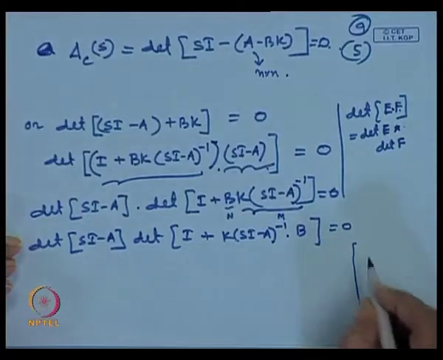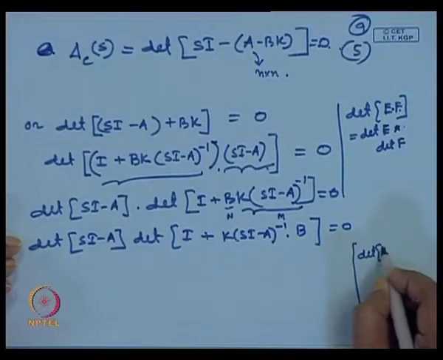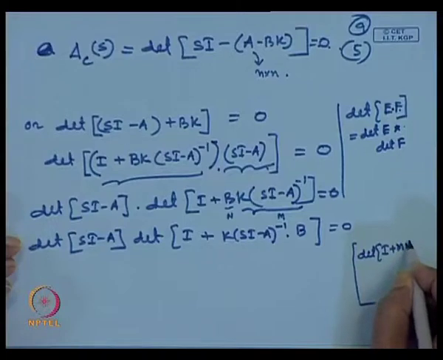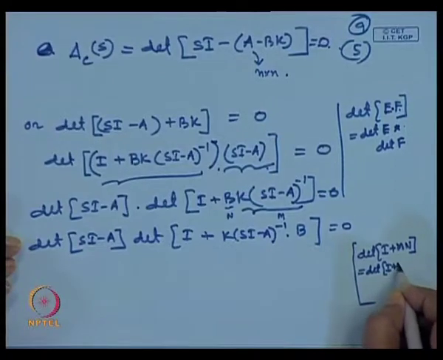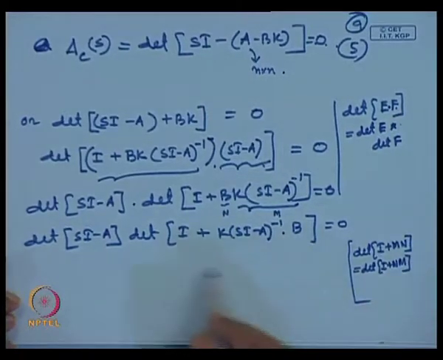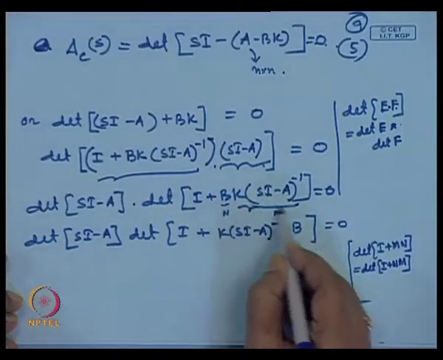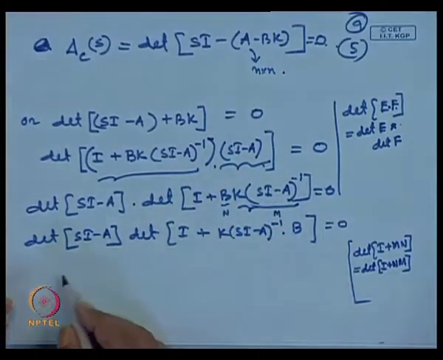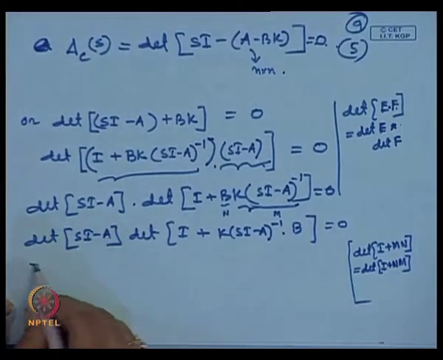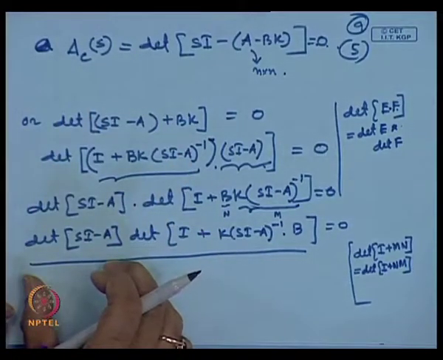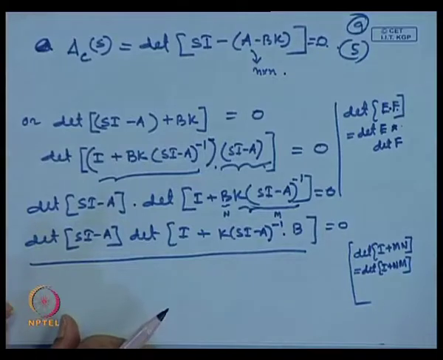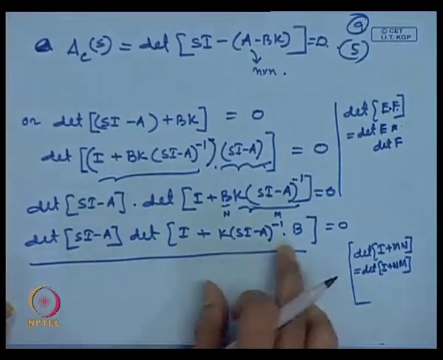This is the property: determinant of I plus m n is the same as determinant of I plus n m. Agree? This we have written here, that property we have used. I have considered this m and this n, and I have just reversed the order. So now we can write the closed loop system characteristic equation as the determinant of this one and the determinant of that one. We can write it in this form.